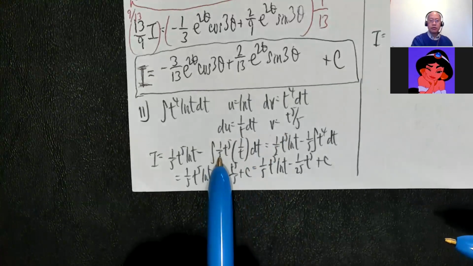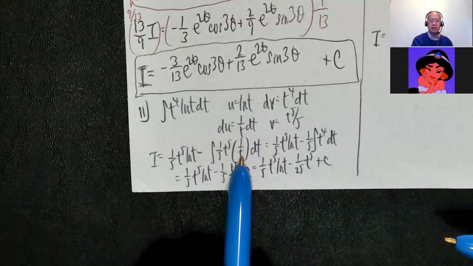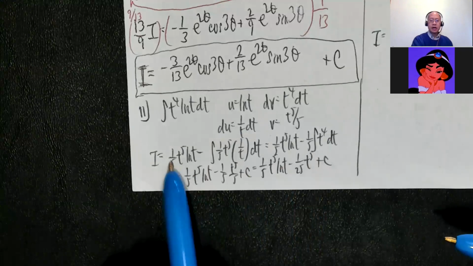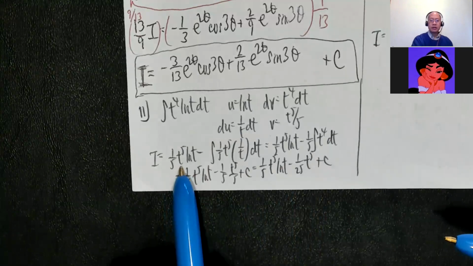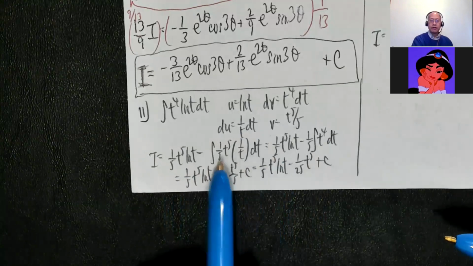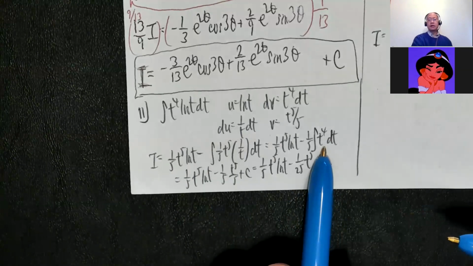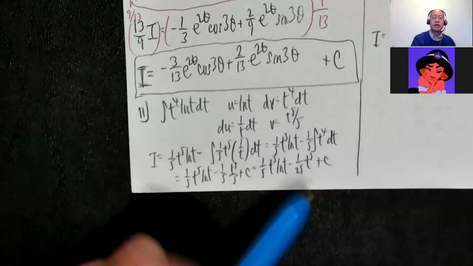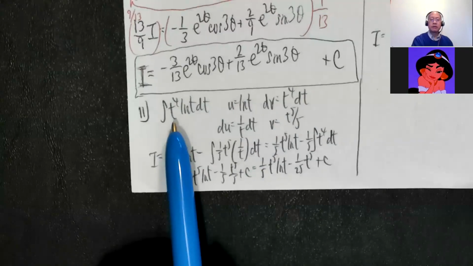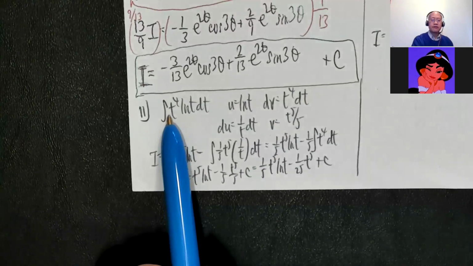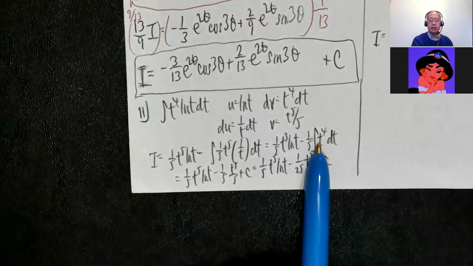So that times that is 1 fifth t to the fifth times 1 over t dt. I take out the 1 fifth; t to the fifth times 1 over t is t to the fourth. So I leave this guy alone: 1 fifth t to the fifth ln t minus 1 over 5 integral of t to the fourth dt. So it came out nicer. The whole idea behind integration by parts is to transform the problem into an integral which is easier. I started off with t to the fourth ln t, and now I'm just integrating t to the fourth.